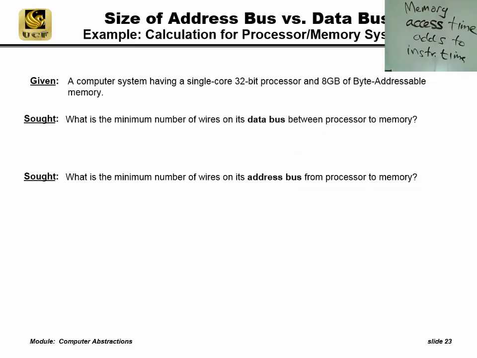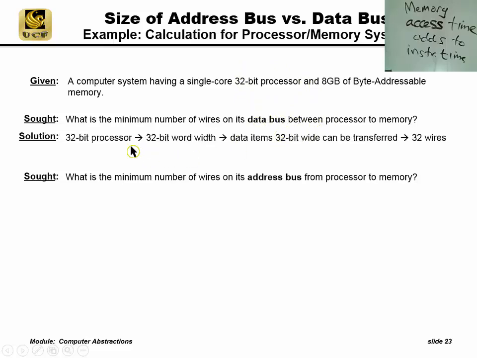So let's do a calculation of address bus and data bus. We've been mentioning these, see a few examples. Let's make it more concrete. A computer system has a single core 32-bit processor and 8 gigabytes of byte addressable memory. So the 32-bit processor is referring to the data bus, which is the first question.